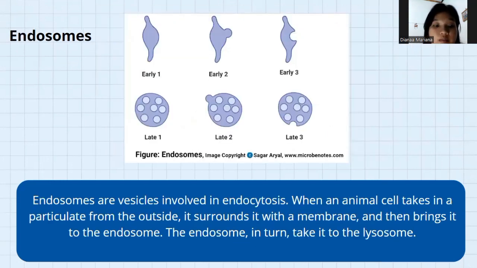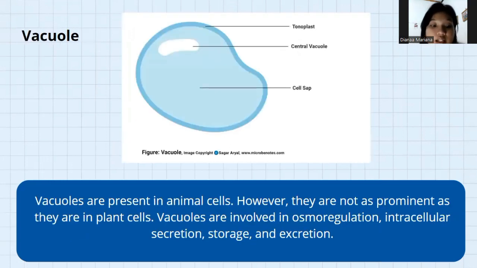Endosomes. Endosomes are physically involved in endocytosis. When an animal cell takes in a particulate from the outside, it surrounds it with a membrane and then brings it to the endosome. The endosome in turn takes it to the lysosome. Vacuole. Vacuoles are present in animal cells. However, they are not as prominent as they are in plant cells. Vacuoles are involved in thermoregulation, intracellular secretion, storage, and excretion.